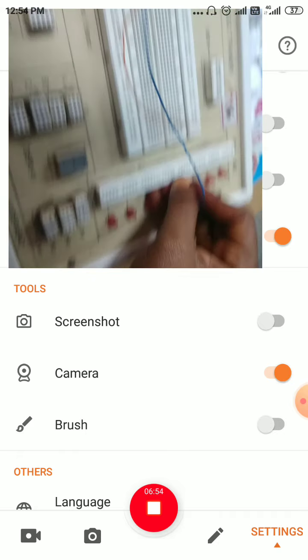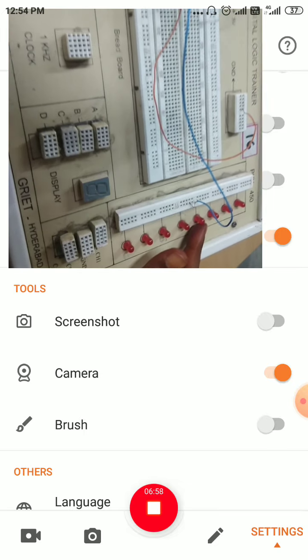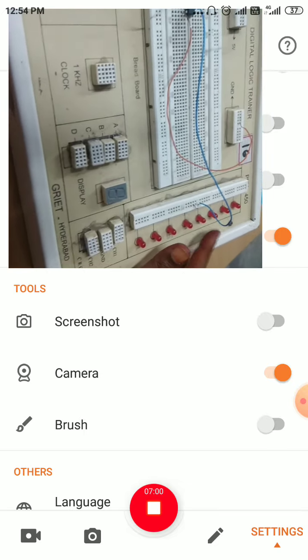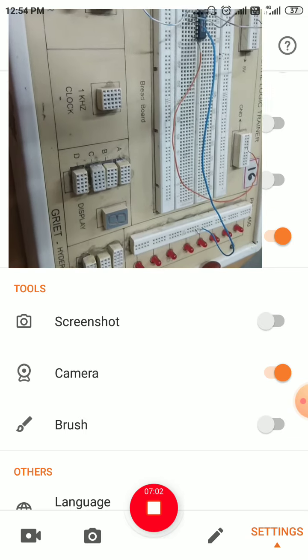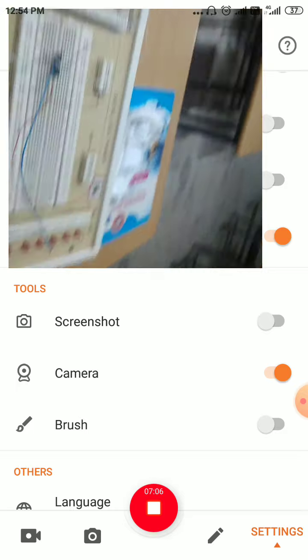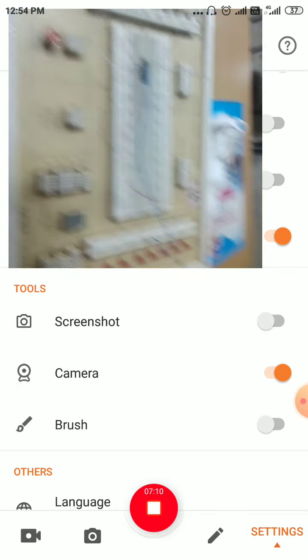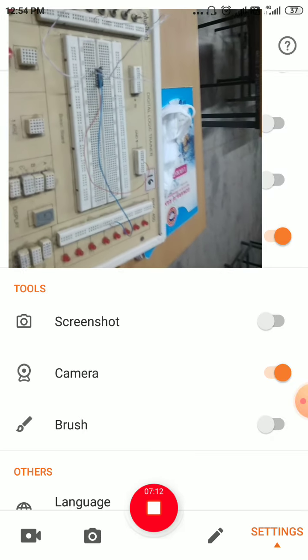Right, the third pin is the output. The LED glows, which means it is the output. How can it be? Verify the output: only when both inputs are high, the output will be low. For all the remaining combinations, it will be high.